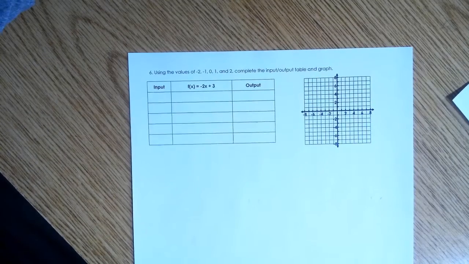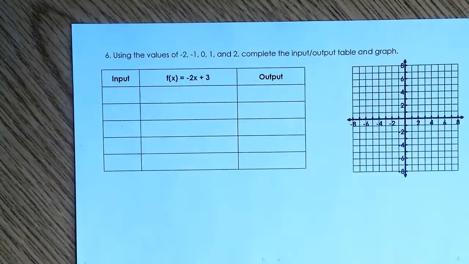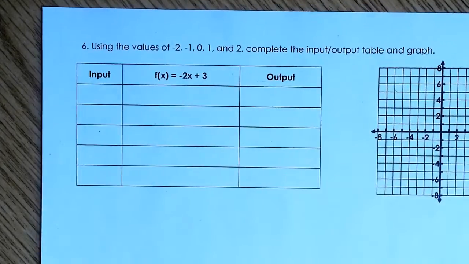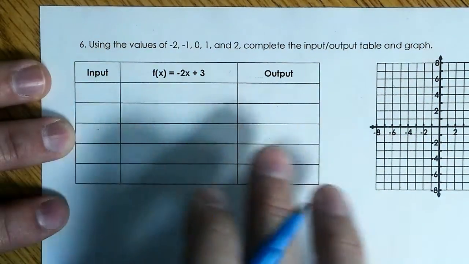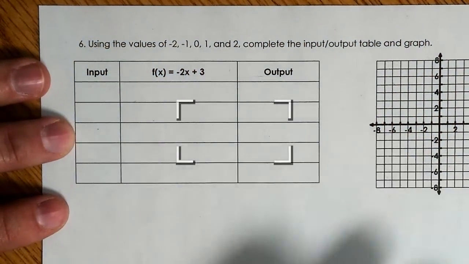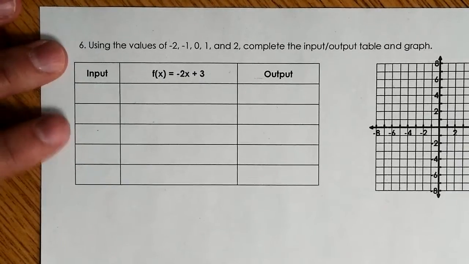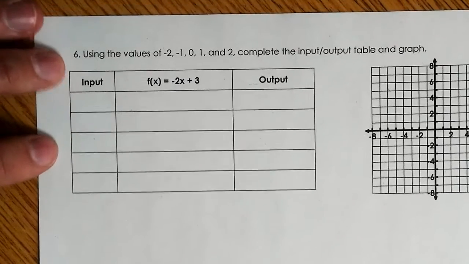All right, so we had one person request to do 6. So we have input, then we have our function, and then we have output, and then we have to graph. So a lot going on here. What are our inputs for number 6?